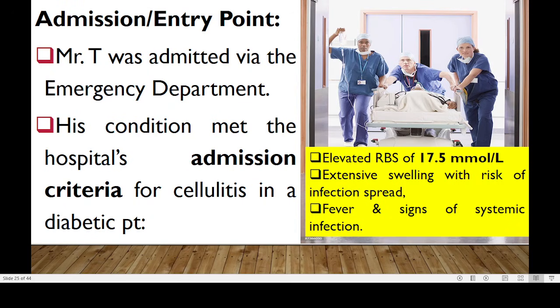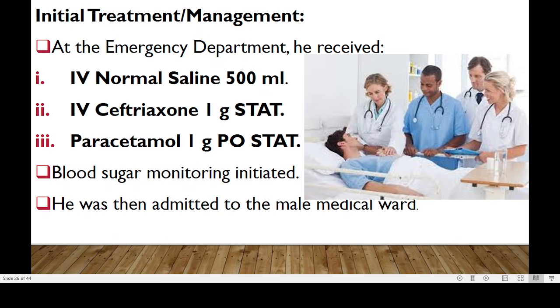What was the admission and the entry point? Mr. T was admitted via the emergency department. His condition met the hospital's admission criteria for cellulitis in a diabetic patient. At that point, he had an elevated random blood sugar of 17.5 millimoles per liter. He had extensive swelling with risk of infection spread, and there was also fever and signs of systemic infection. So Mr. T was admitted and put on initial treatments including IV normal saline 500 mls.